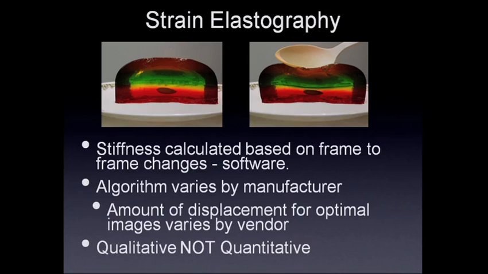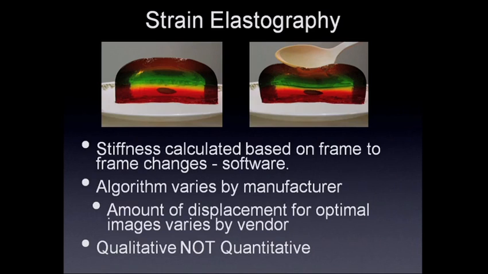The algorithm actually varies by manufacturer, so you need to be aware of which system you're using because the amount of compression you need to do varies depending on which manufacturer's equipment you have. Some require very minimal changes, and actually just the patient's breathing is the appropriate amount to get good images, where others require you to use your hand to cause some displacement to get a reasonable amount of displacement for their images. And again, this is a qualitative and not a quantitative method.